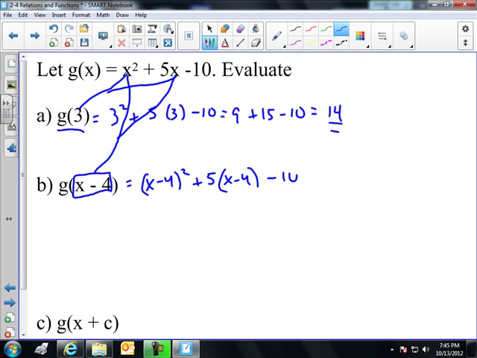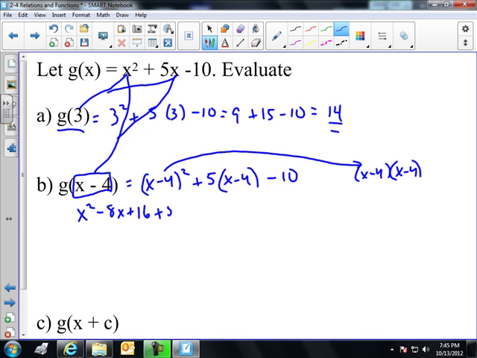minus 10. So in simplifying, when I take this x minus 4 and square that, I'm going to do that off to the side. Don't forget, what we're going to have to do is take x minus 4 times x minus 4. We have to, that's right, FOIL it. And when we FOIL that, we will get x squared minus 8x plus 16. Okay, that takes care of squaring the x minus 4. I'm going to distribute the 5, so you have plus 5x minus 20, and then minus 10.